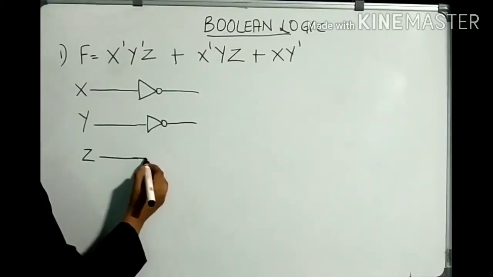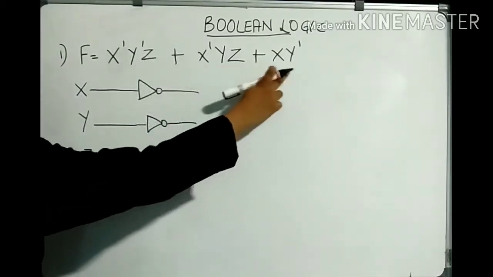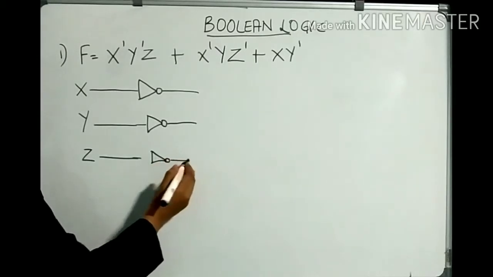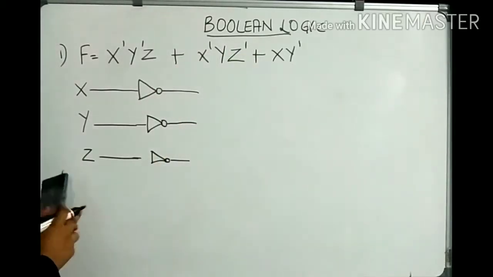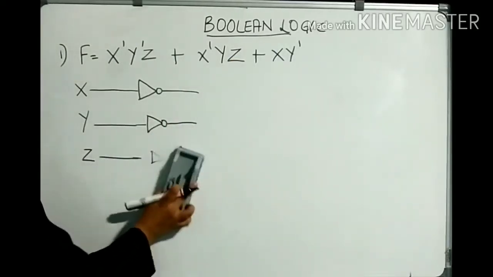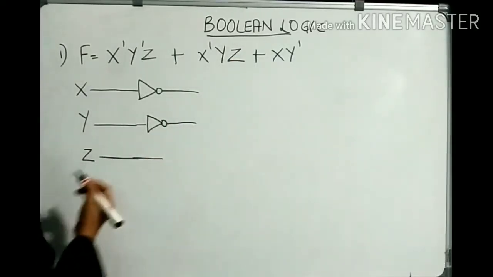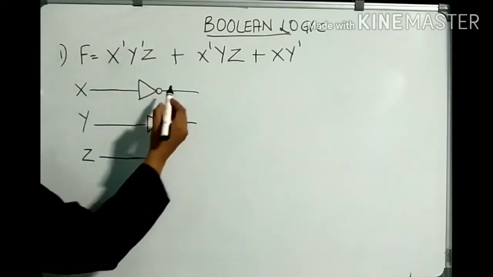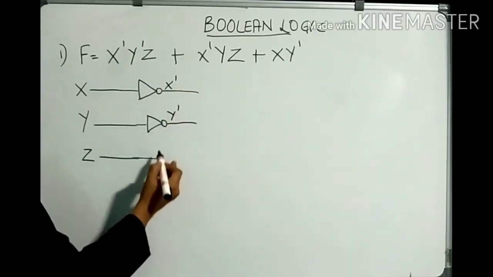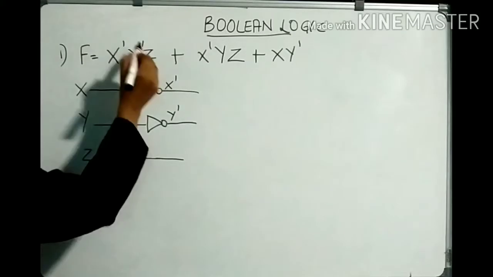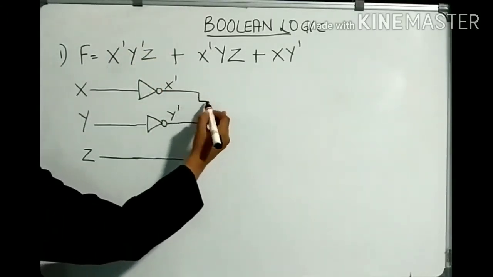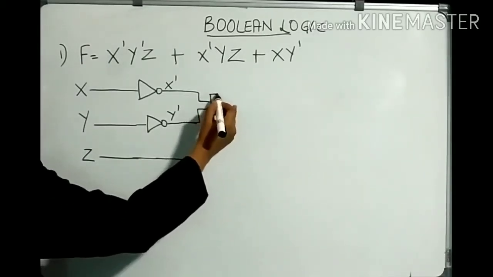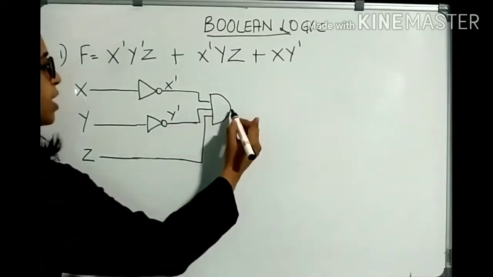Then we have z. Let us see whether we have z dash. If there is some z dash, then we can provide a NOT gate here also. But in this question that I have given, there is no z dash, so we can simply draw it like this. So the first one is x dash y dash z. Here it will be x dash, here y dash and z. These are being ANDed, so we have to provide an AND gate. This is how you draw an AND gate. So the AND gate is done.